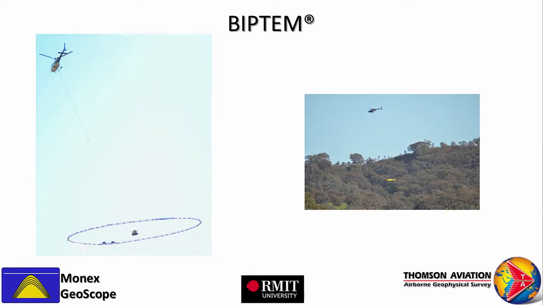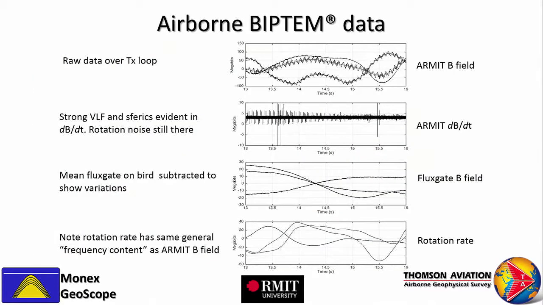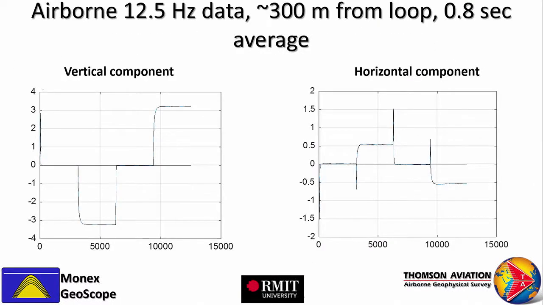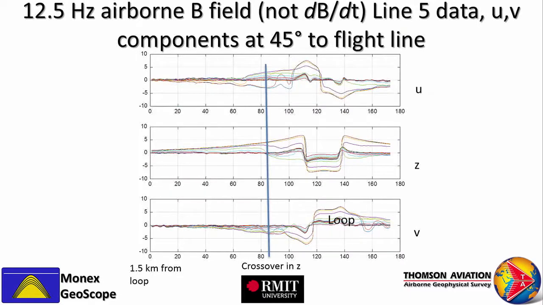So the arm can either be flown in this mode or as a single bird with a fixed loop sensor. Jim showed you some of these slides before. Probably the final best one, 12.5 hertz data, a B field response, and we can see with all the rotations, everything's starting to be stripped out. We're starting to get very clean, very quiet off-time data.